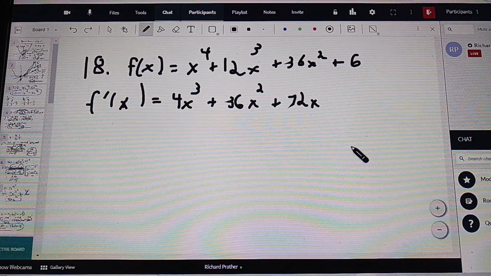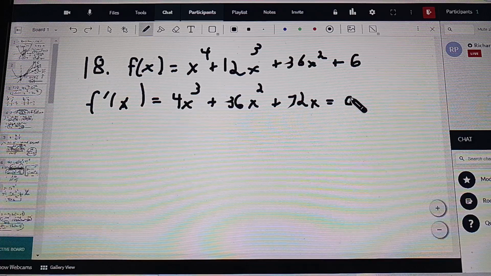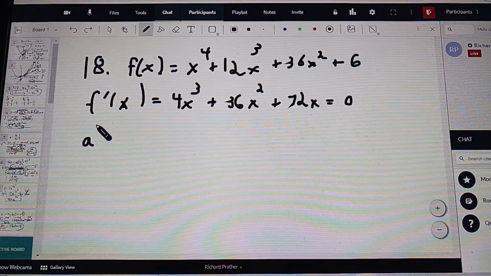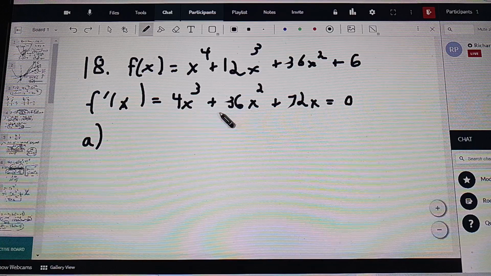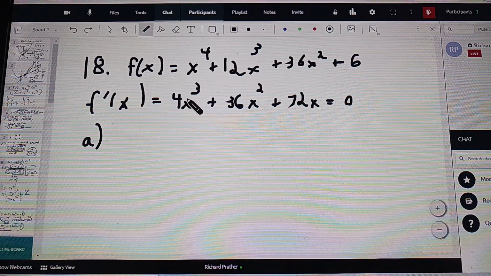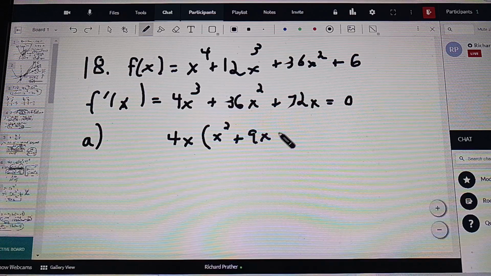Anything that makes the first derivative 0 or undefined are called critical numbers, which is what they want in Part A. Part A wants to know what are all your critical numbers. Well, polynomials are never undefined, so I don't have to worry about any undefined spots here. But this is a cubic function, so there could be 3 zeros to it actually. So I'm going to factor out a 4x, GCF of 4x. That would leave x squared plus 9x plus 18.